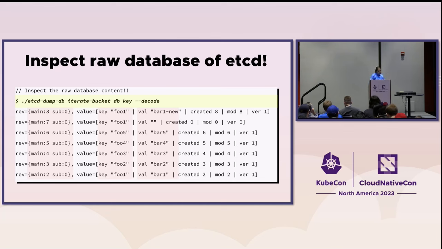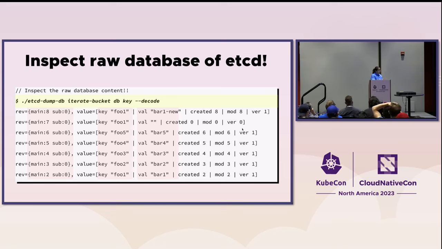We can also see here, let's start with 2. That was the first time we created the pair foo1 bar1, and we can see it was created at 2. That is the value we get in create revision. We are also getting the mod revision values. Now if we jump to revision main 7, this is the time when we deleted our foo1 bar1 key pair, and we do not see a value here. And our version is also 0. That is how a tombstone is applied.